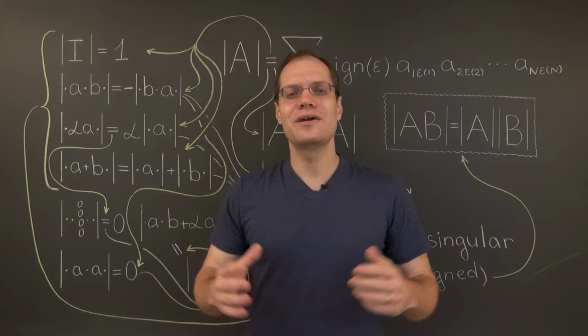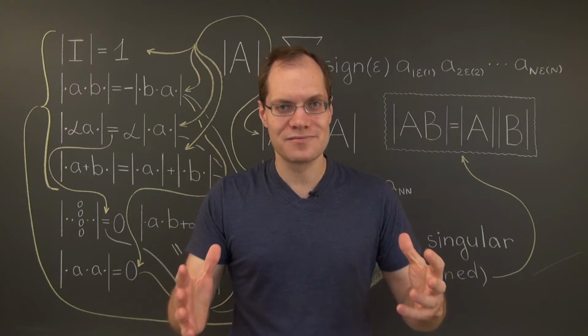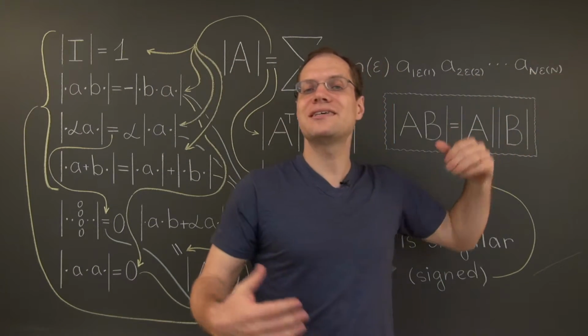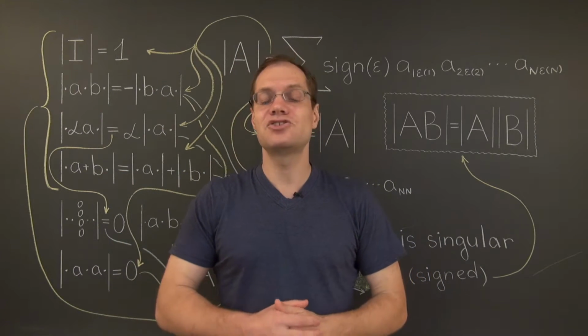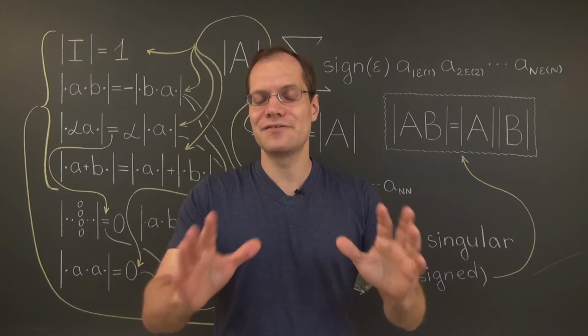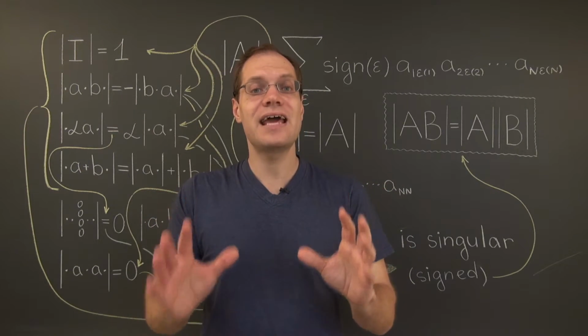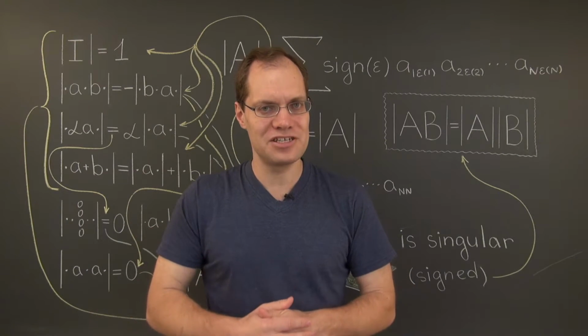Number one, we get a perfectly efficient way for calculating determinants, in contrast to the algebraic definition, which has n factorial terms and is in no way efficient. In fact, it's so inefficient that it's hardly ever used.